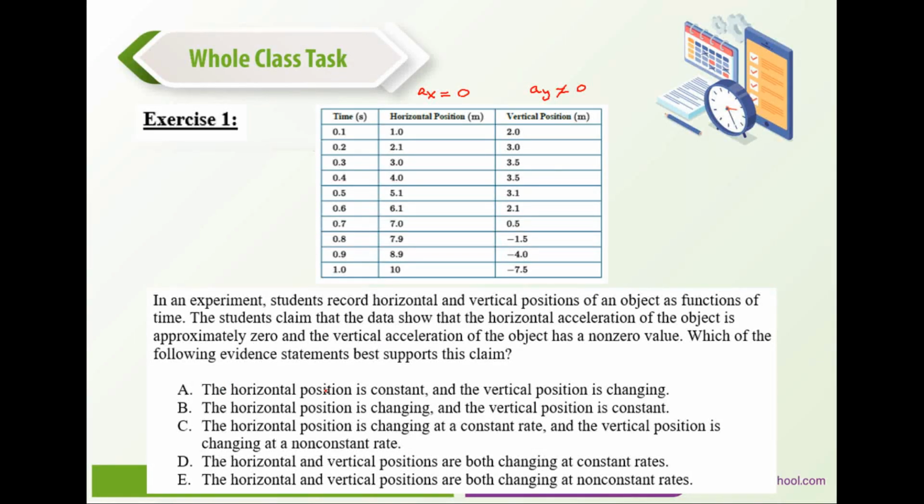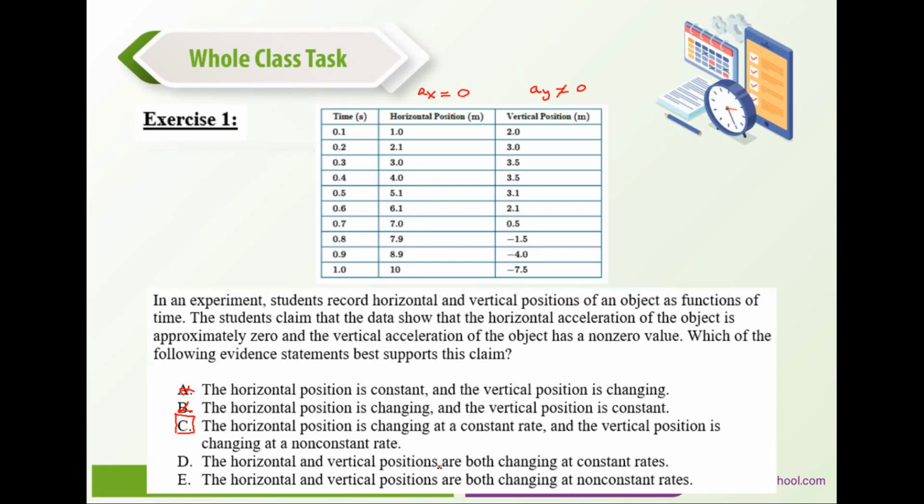A, the horizontal position is constant. No, we know that the horizontal position is changing. We can eliminate this. B, the horizontal position is changing and the vertical position is constant. We know that the vertical position is not constant. C, the horizontal position is changing at a constant rate. So yes, this is true. Because the horizontal position is changing at a constant rate, then the acceleration is 0. Why? Because if the acceleration is 0, the speed is constant, which means the position changes linearly, which means at a constant rate. And the vertical position is changing at a non-constant rate. So this is true. I'm going to keep C.